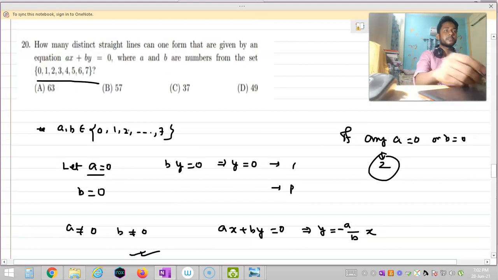Let us see the options. So option C is 37. That's all about question number 20.